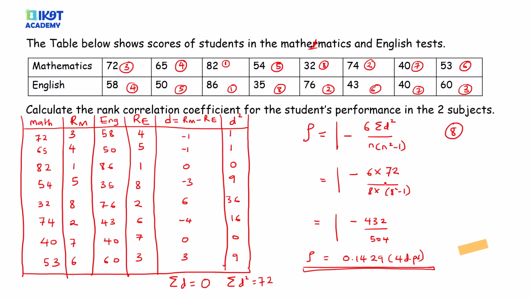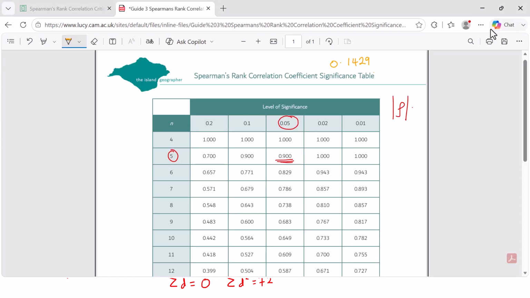So let me pause and look for the graph. Alright, so now we are here. So we said we had 8 pairs. So we come here to 8 and we want to check the significance at 5%. So you check here, and we say this is our value we got from the magnitude of this. Now we said it's significant if the calculated value exceeds the value in the tables.